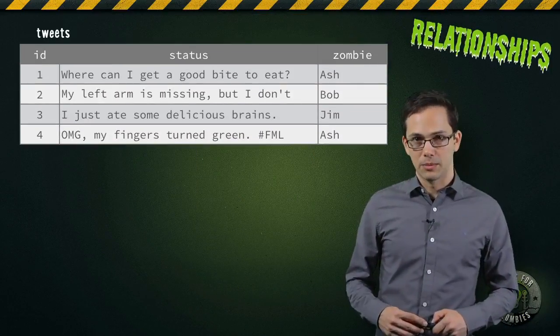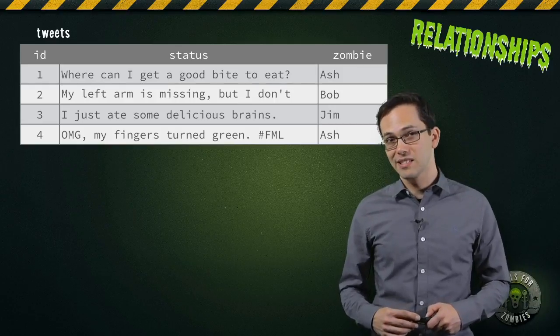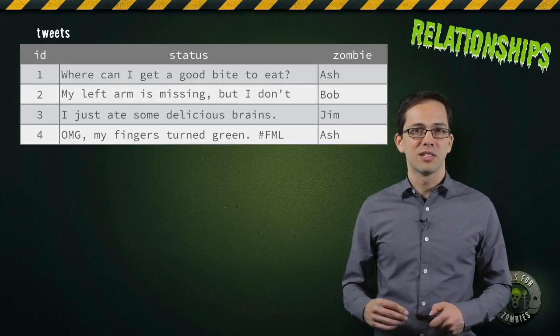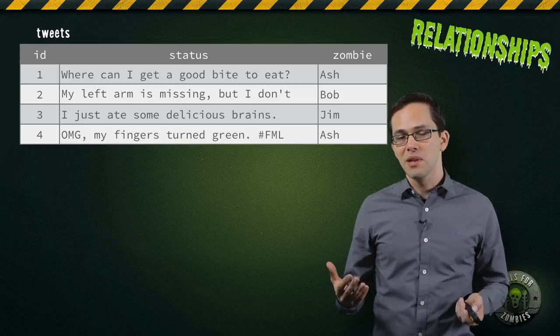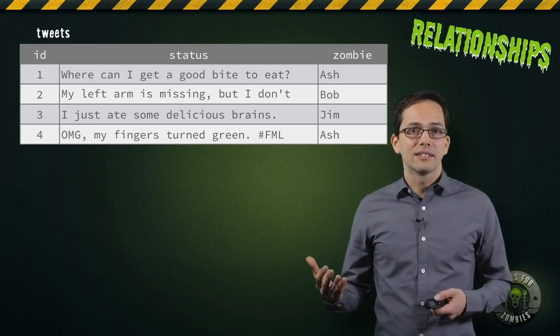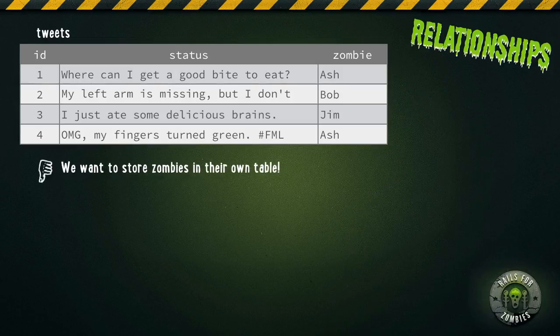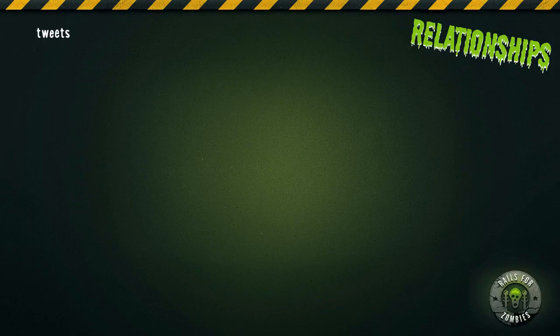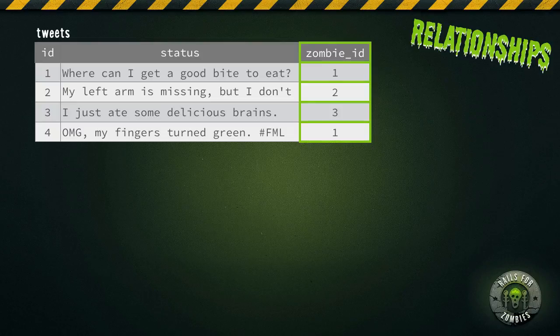Currently in our tweets table, we're storing the name of the zombie that did each of the tweets, but we want to add some additional attributes to the zombies, like what graveyard they're from, in which case it might be nice to eliminate duplication if we had a zombies table. So let's change our tweets table to have a zombie ID column referring to which zombie that tweet belongs to. You'll notice here that tweet 1 and 4 belong to the same zombie ID.